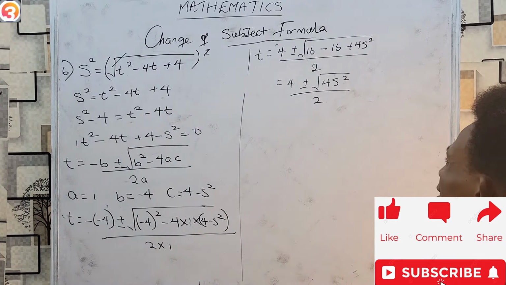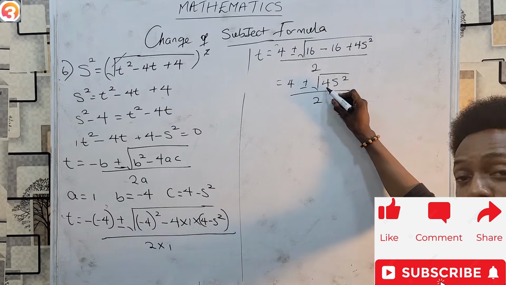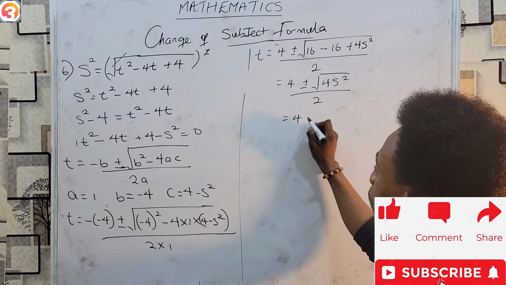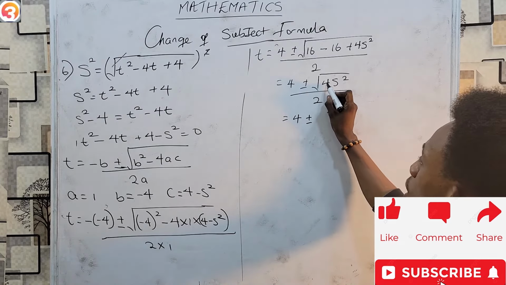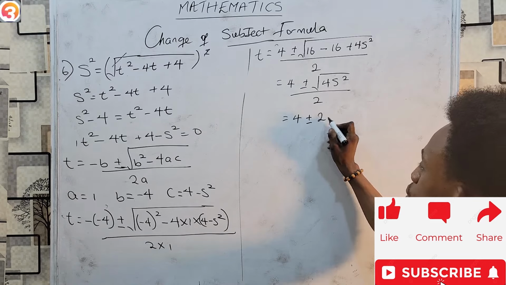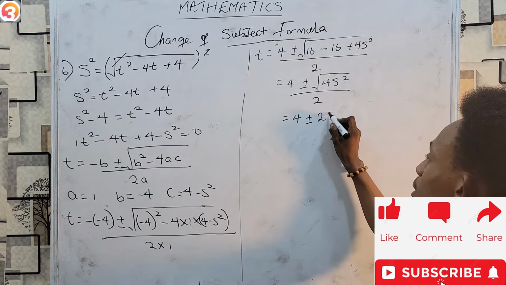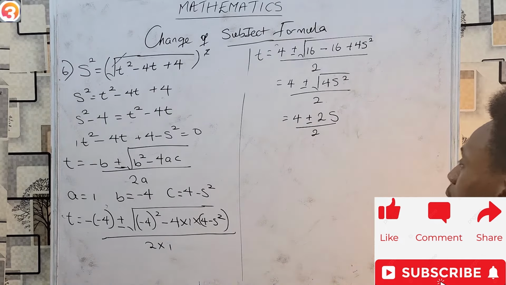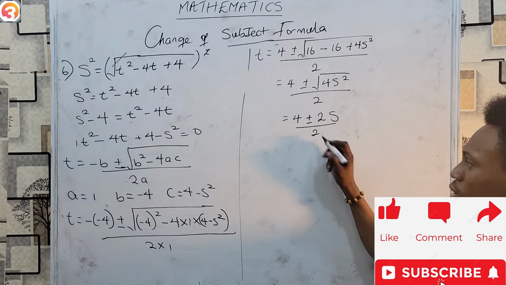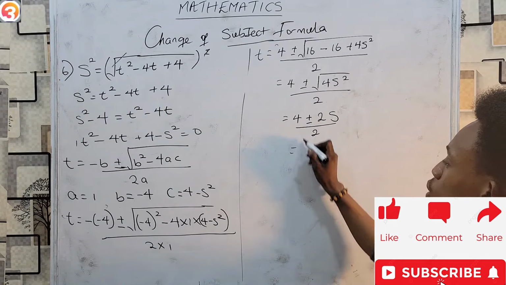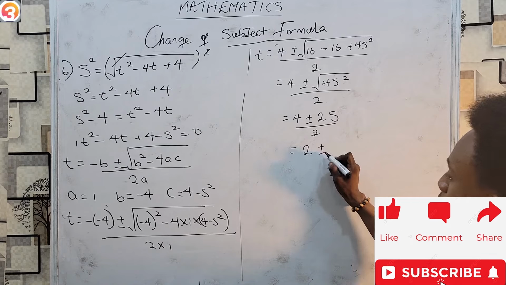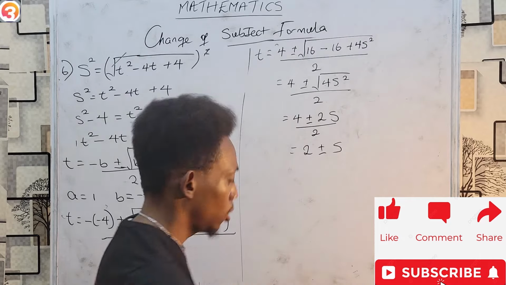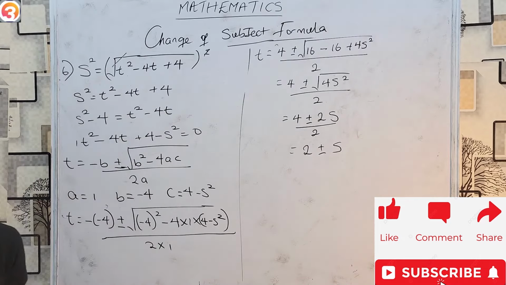So can I proceed? Yes. Why do I know I can proceed? Because both numbers under my square root can actually get a square root. That becomes 4 plus or minus, what's the square root of 4? Square root of 4 is 2. Square root of s squared is s, all over 2. Try not to mistake this with 5. So what can I do? 2 can divide everything here. 2 into 4 is 2 plus or minus, and 2 into 2 is 1. Meaning that my answer is 2 plus or minus s.